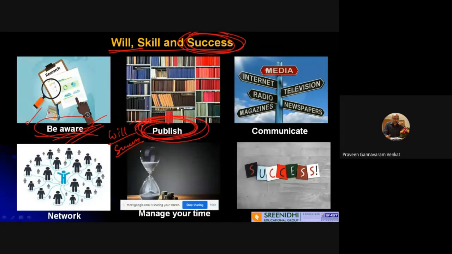Publications are also most important, and communicate in the form of social media. After publications you can communicate your ideas, so that you can get constructive criticism and some inputs to enhance the quality of our work. And we have to make a network of people. You have to go to conferences, go to higher institutes, meet people and get ideas.